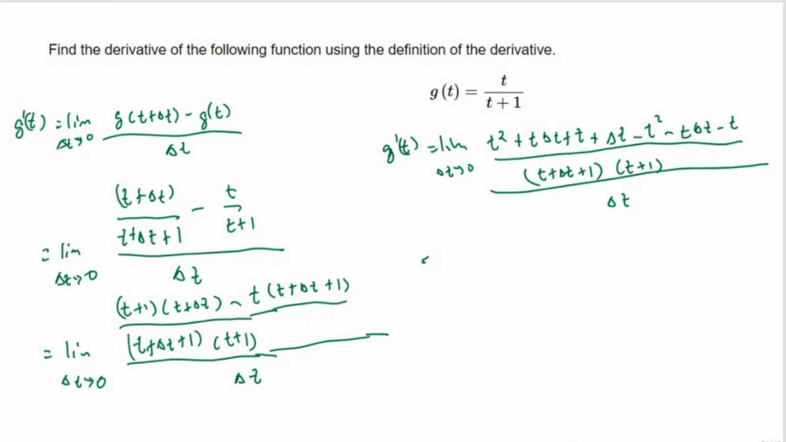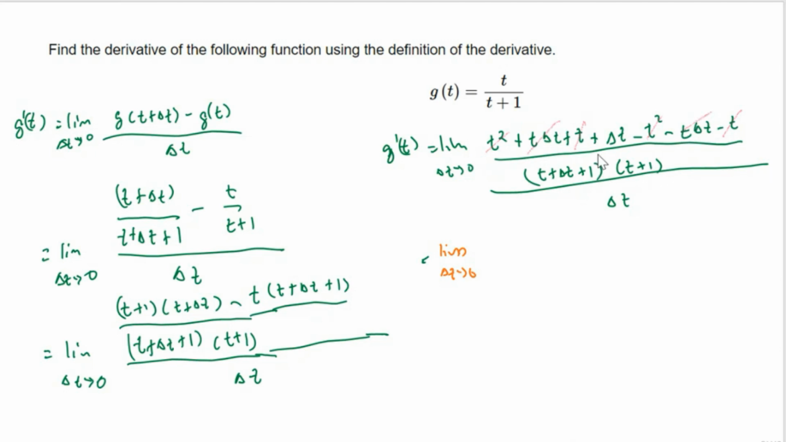So simplifying that, we have the limit as delta t approaches 0. We can use cancellation. We have t squared and negative t squared, that's cancelled. We also have positive t and negative t, which is also cancelled. Next, we have t delta t, which is also cancelled by the negative t delta t.